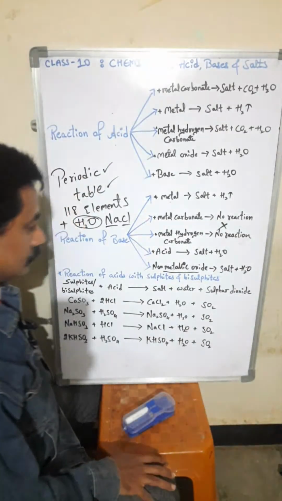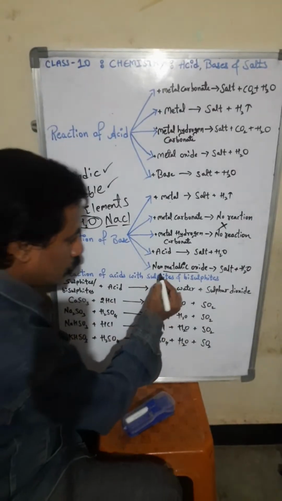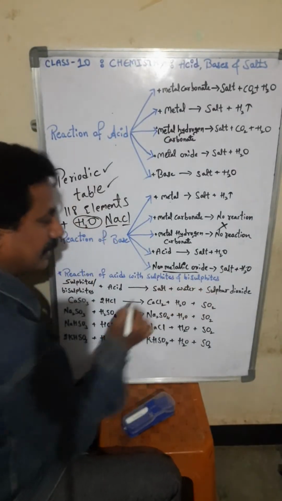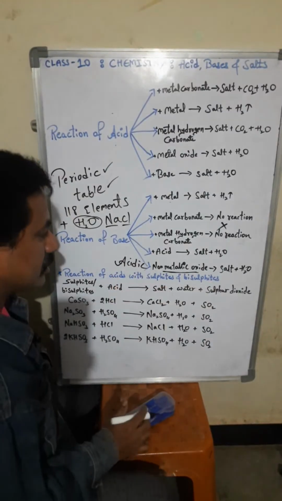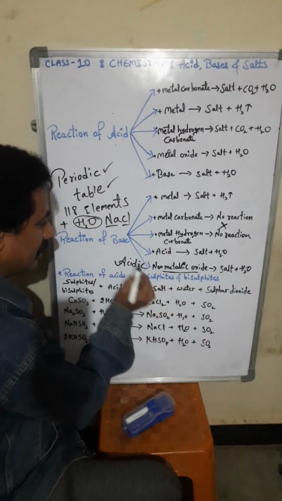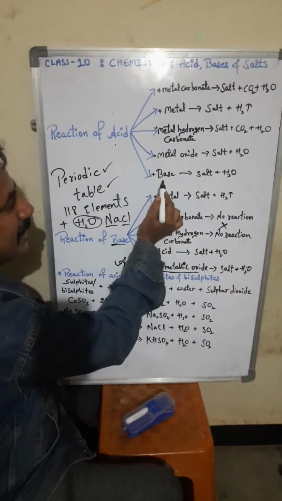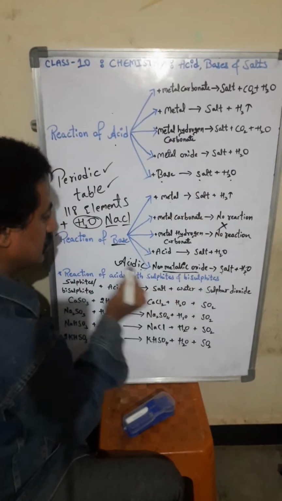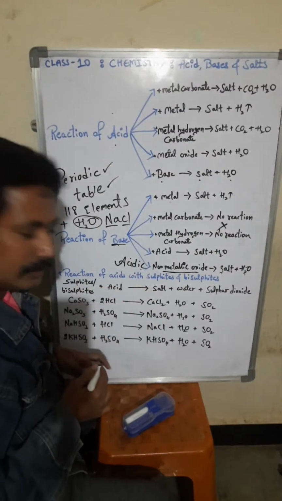Okay, so fine students, let's continue here. Non-metallic oxides are generally acidic in nature, students. They are acidic in nature. So when acid reacts with base, what happens? Salt plus water. Acid reacts with base, salt plus water. Non-metallic oxides are acidic, so acid plus base.